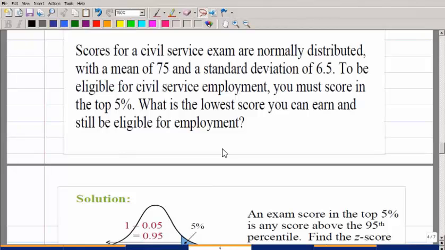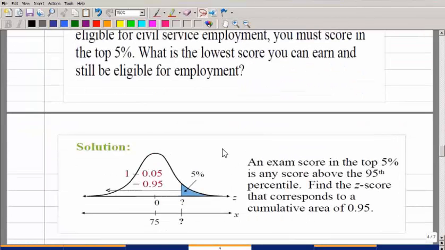To be eligible for civil service, you must score in the top 5%. So that basically means top 5%, as drawn on the graph here, is representing the 95th percentile. In other words, you've got to be at the 95th percentile minimum. So anything higher than that, you're good at 95% or higher. All we have to do is find that cutoff score that represents the 95th percentile. As you can see from this picture, we have 95% of the area to the left.